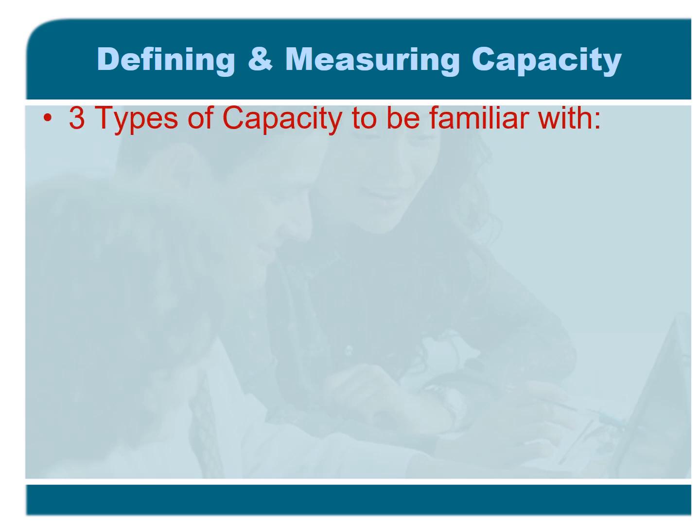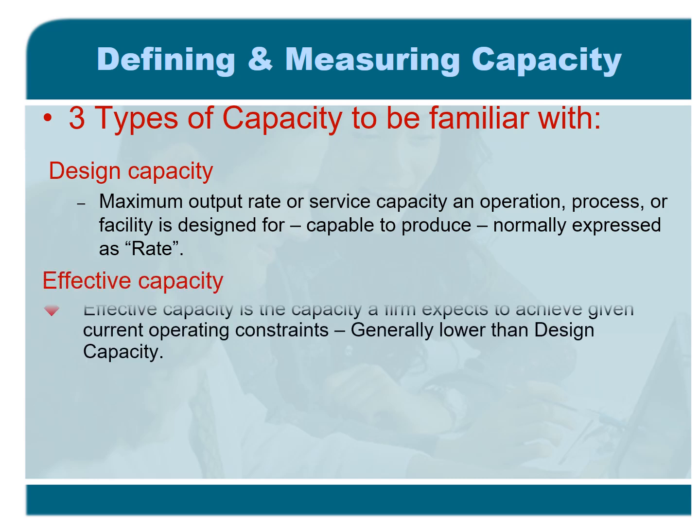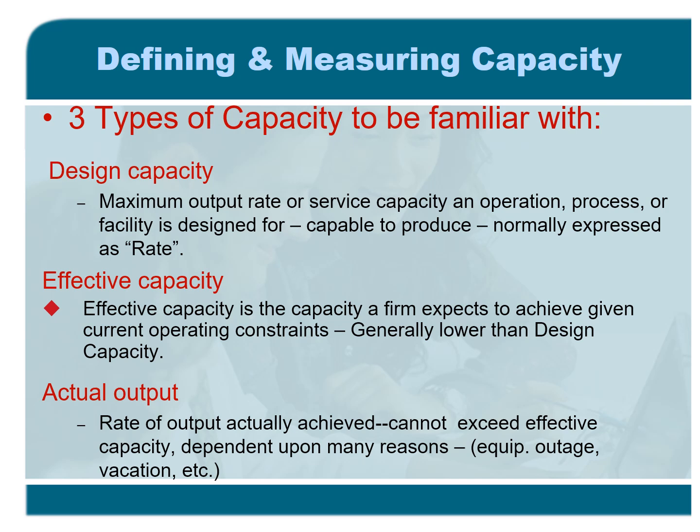Defining and measuring it, there are three types of capacity to be familiar with. One is design capacity, the maximum output rate or service capacity an operation, process, or facility is designed to do, or capable to produce, normally expressed as rate. Effective capacity is that which a firm expects to achieve given current operating constraints, generally lower than design capacity. Actual output is the rate of output actually achieved. It cannot exceed effective capacity, and it's dependent upon a lot of reasons. Equipment outage, vacation time, power outage, you just don't know.